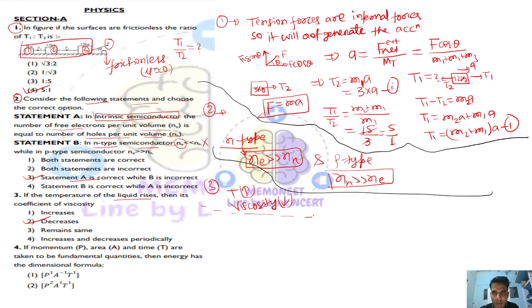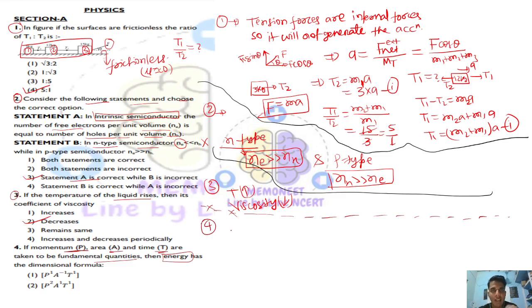Okay, let me use another way to separate out so that I don't have to use different colors always. Now moving to the fourth question. If P represents the momentum, A represents the area, T represents time, and they are taken to be the fundamental quantities, then the energy has a dimensional formula. Here we need to find the dimensional formula of energy in terms of momentum, area and time. Getting my point, getting the question?